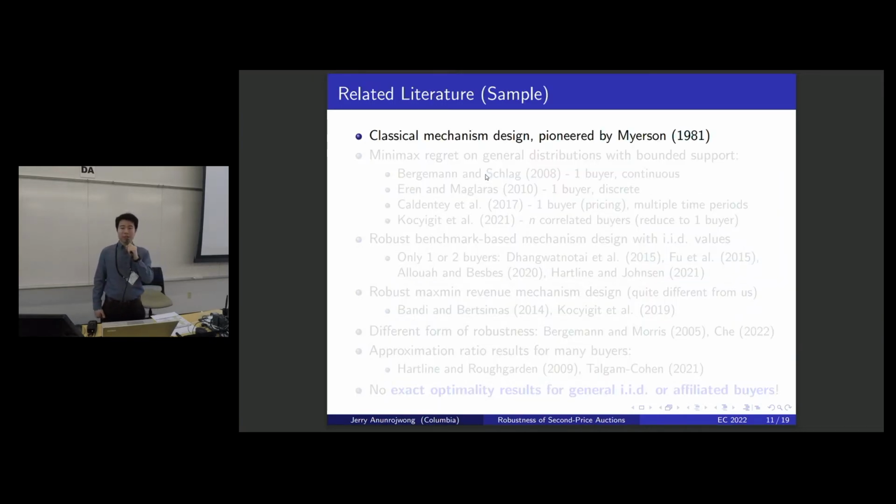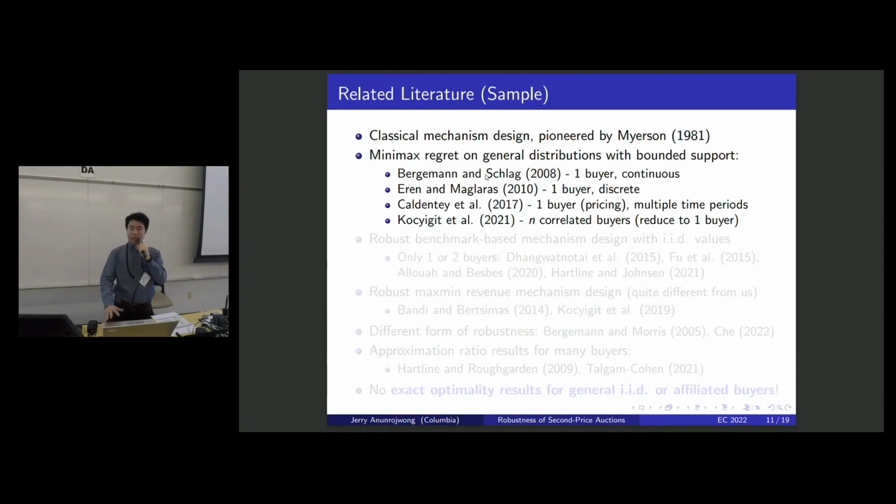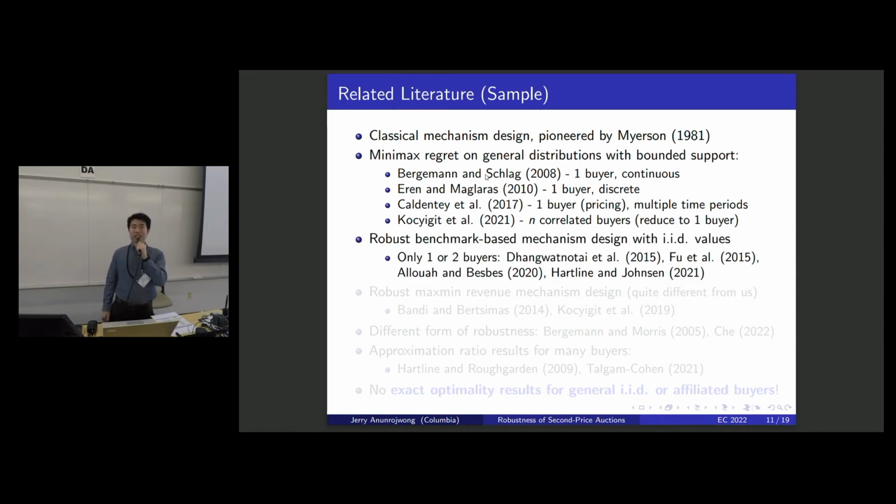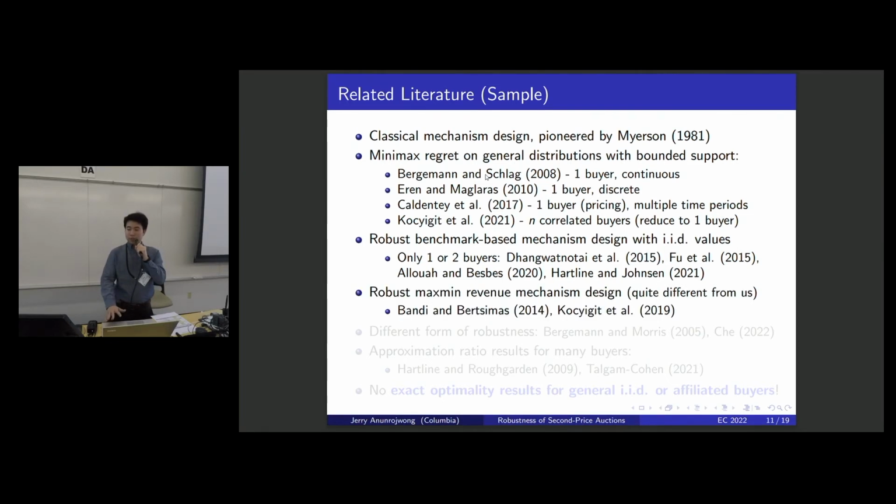Our work is related to different strands of literature. There is a long line of work in classical mechanism design, pioneered by Myerson, that we depart from by relaxing the common prior assumption. The closest body of work to us is considering minimax regret on general distributions with bounded support by Bergemann and Schlag, Eren and Maglaras, Guo et al., and Koçyiğit et al. Some other works consider IID bidders, but only with one or two bidders. Other works maximize revenue rather than minimax regret, such as the previous talk, as well as the later talks, or consider other forms of robustness.